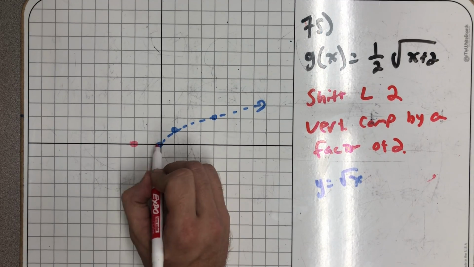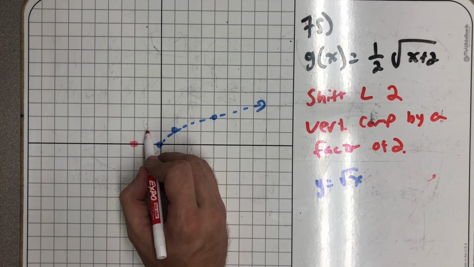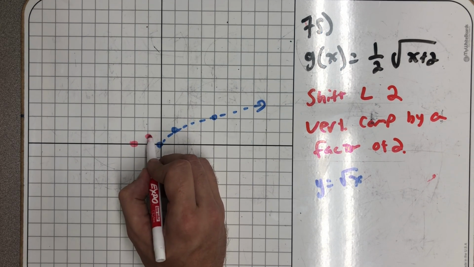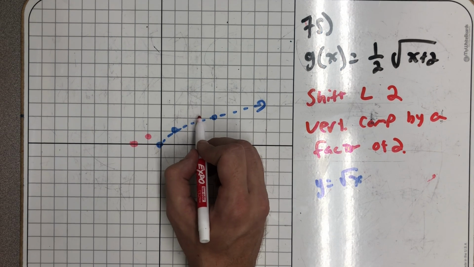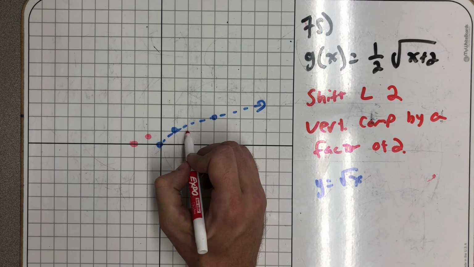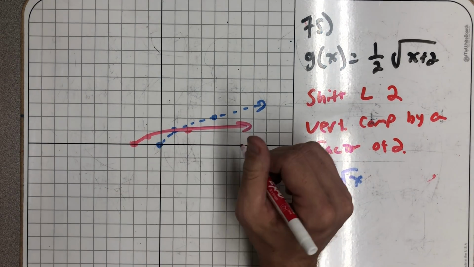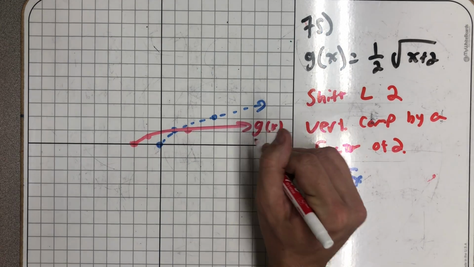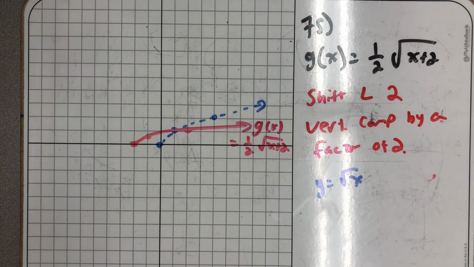Compressing a point at y equals 0 by 1/2 doesn't do anything. Left 2, that's a y value of 1 times 1/2 is 1/2, and then left 2, 1, 2, compressed by a factor of 2, so y is 2 times 1/2 is 1. And there's that nice happy answer to number 75. That's that function g of x, 1/2 root x plus 2.